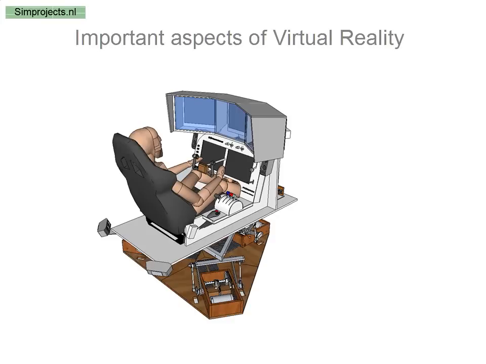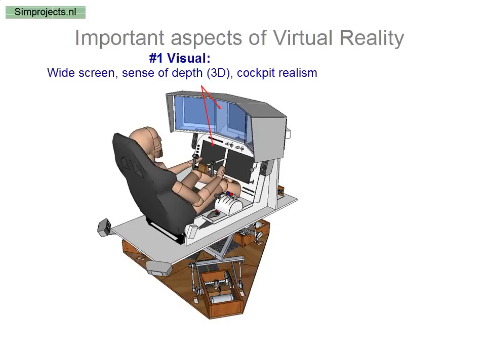Good visuals is by far the most important part in virtual reality. This means a wide screen and a sense of depth. Of course, a very realistic cockpit helps a lot too. Sound is another important cue, with a full sound spectrum and a sense of direction.